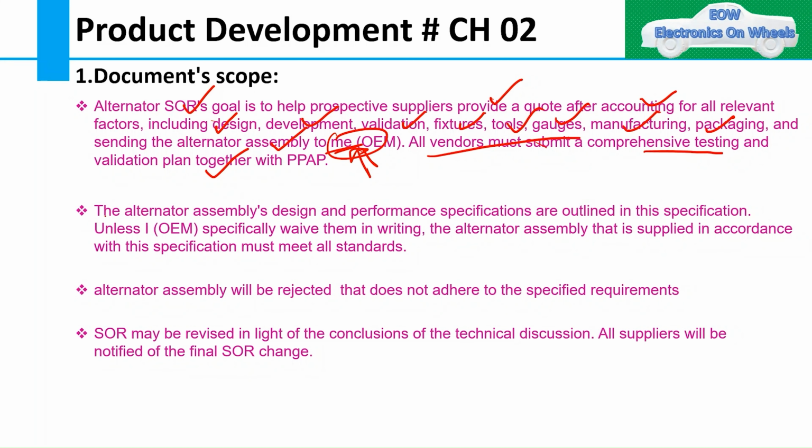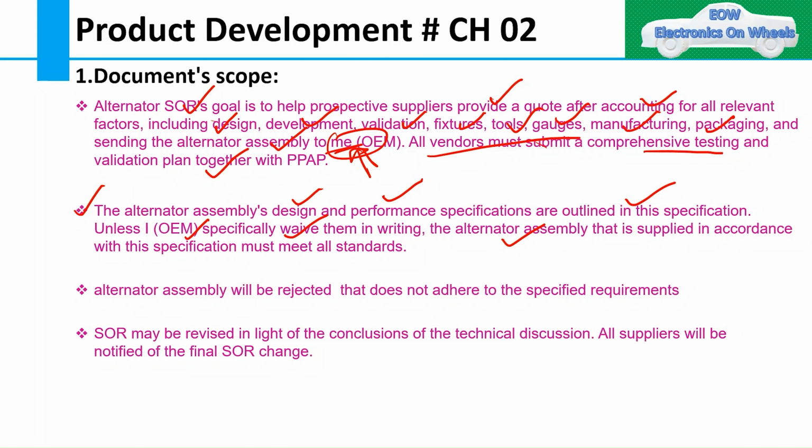Then the second point is, alternator assembly design and performance specifications are outlined in this specification document unless OEM specifically waives them in writing. So we are telling the supplier, you have to stick to the design and performance specification as outlined in this document. You should not go your own way until we write something and give that okay, you can waive this thing.